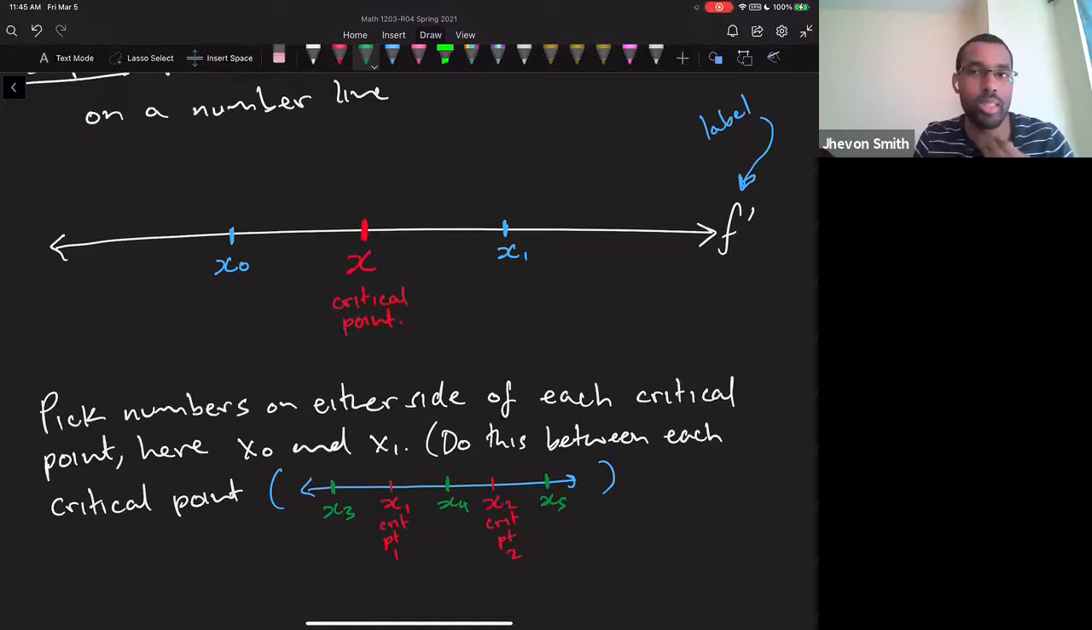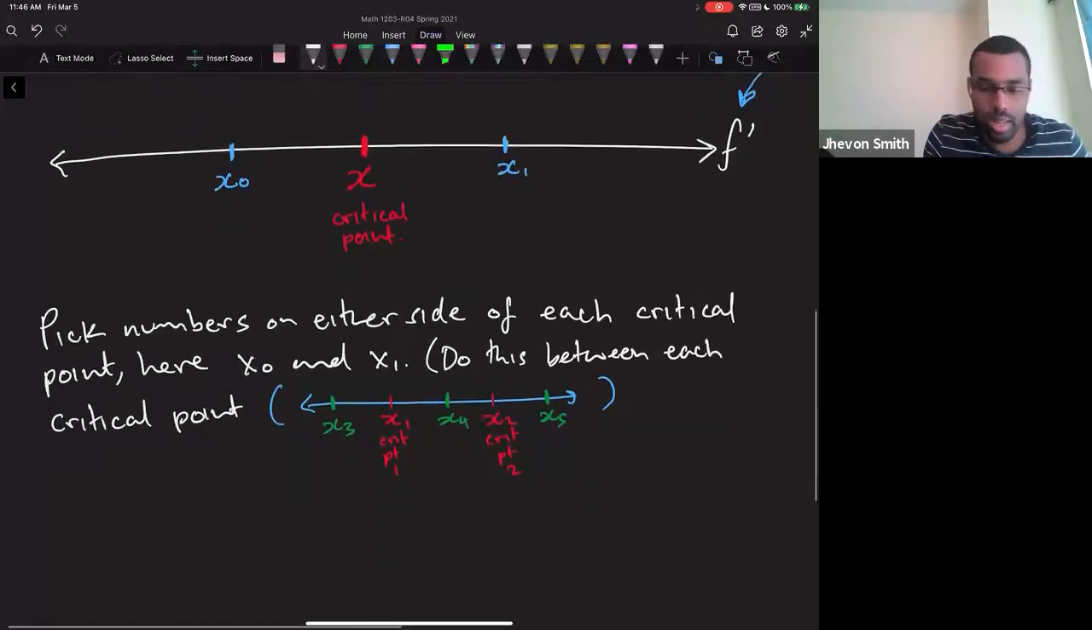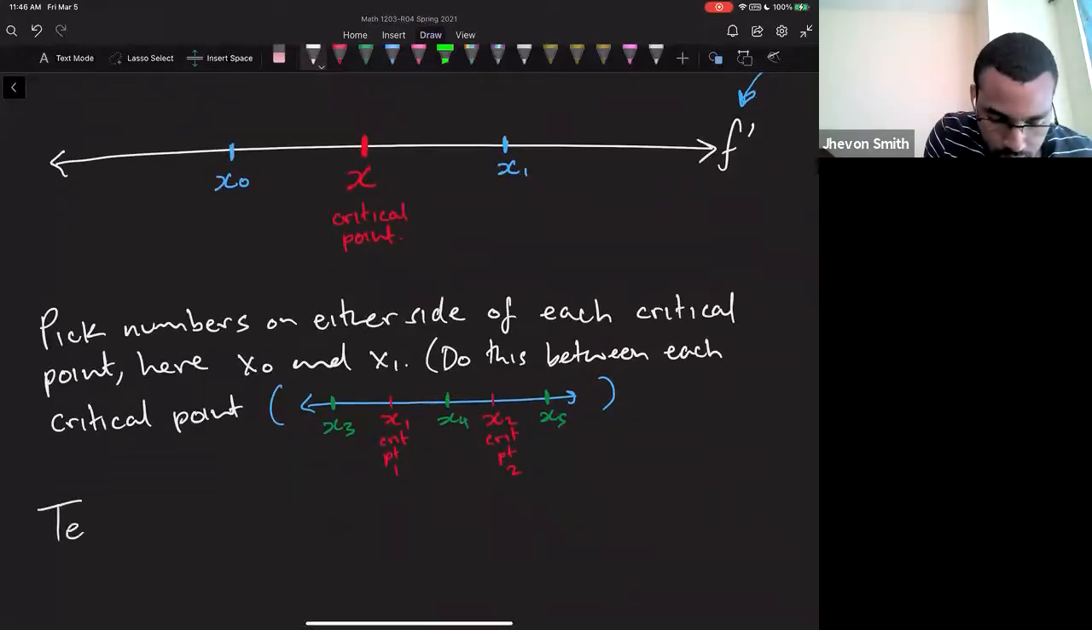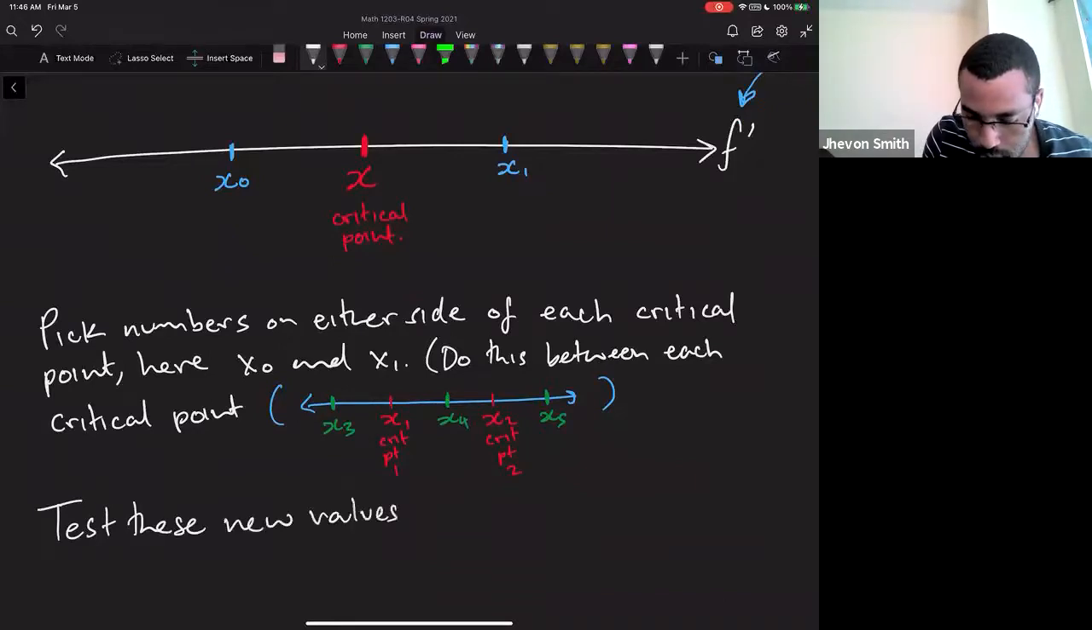So you would need to check the x4, for example. It's not good enough to have the x3 and the x5 because the x3 is on the left and the x5 is on the right of each of them. You need a left and right value on each critical point, right? So that's important. Test these new values in the first derivative.